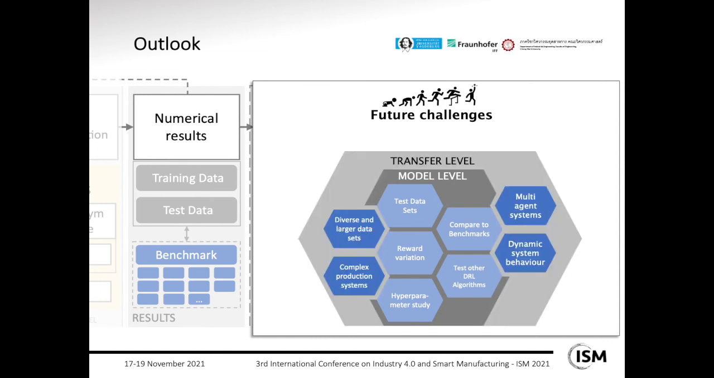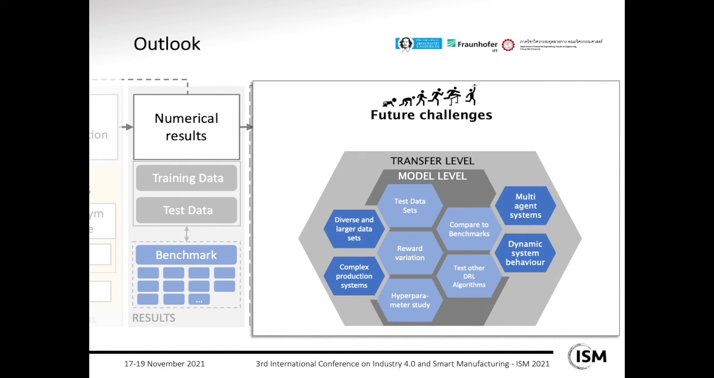On a transfer level, we can think about multi-agent systems, where we're not only performing decisions on the first production stage, but probably also on the second production stage. We can simulate dynamic system behavior with feeding new jobs into the system and test it with more diverse and larger data sets.